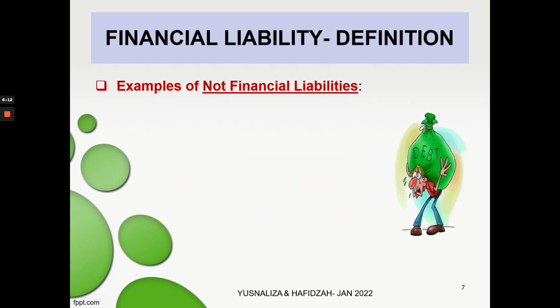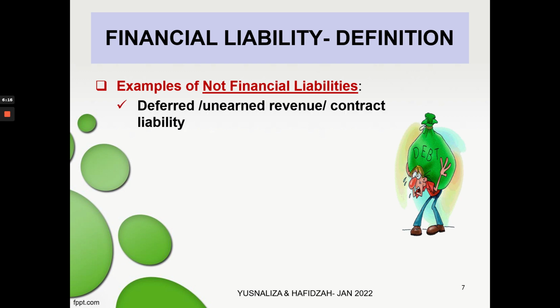Let us look at some examples that are not financial liabilities. Deferred unearned revenue or contract liability. This is under MFRS 15 about the revenue that you receive, but you have not yet earned it, right?